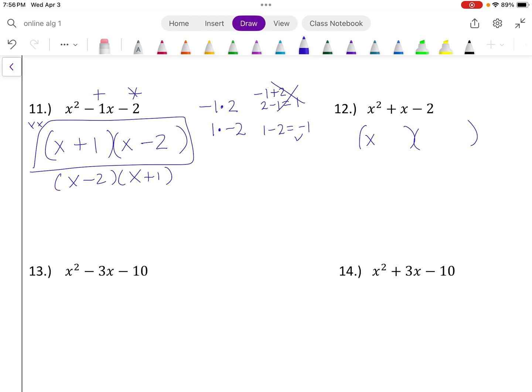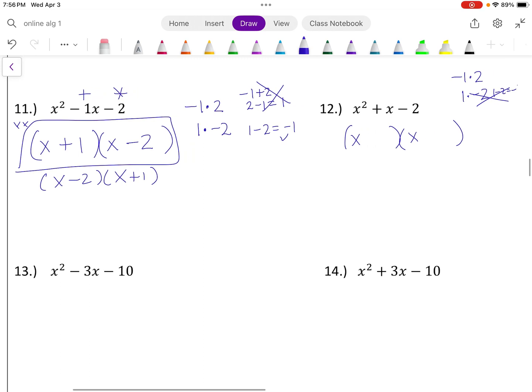Okay, well, x times x, that's the only thing that can give me x squared. Negative 2, these are the same two options we had, negative 1 times 2 and 1 times negative 2. Well, we already know that 1 minus 2 is a negative 1, so it must be a negative 1 and a positive 2. That adds to be a positive 1. There is our factored form.